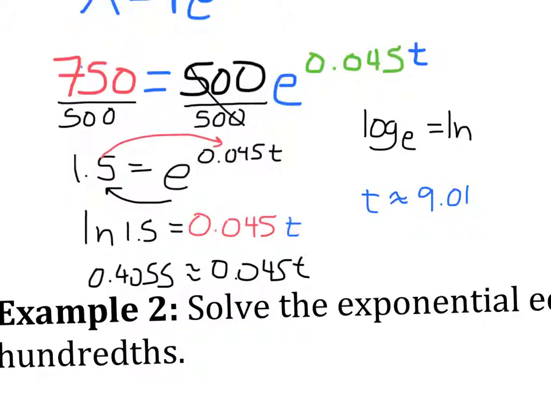9.01 what? Let's think about it. We put this money in a bank. We let it sit, so it's 9.01. How long is it going to be? Days, weeks, months, years, decades? Good. This is years. It's going to take you about 9 years to get to $750.